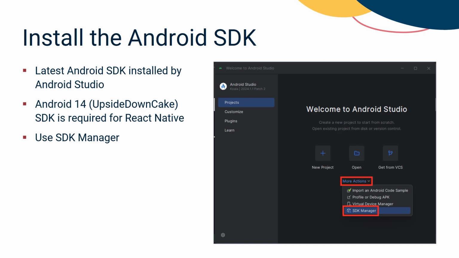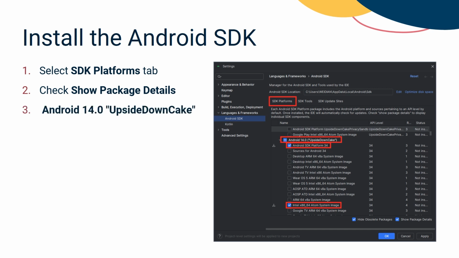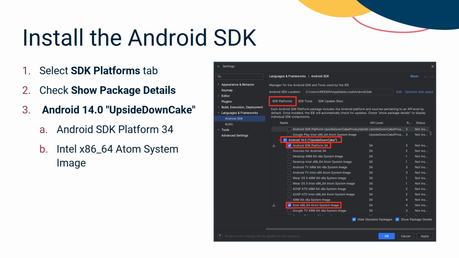In Android Studio, click More Actions and select SDK Manager. On the SDK Platforms tab, check the box for Show Package Details in the bottom right corner. Expand the Android 14.0 Upside Down Cake entry, then make sure the following items are checked: Android SDK Platform 34, Intel x86-64 Atom System Image, or Google APIs Intel x86-64 Atom System Image, or for Apple M1 Silicon, Google APIs ARM64 v8a System Image.